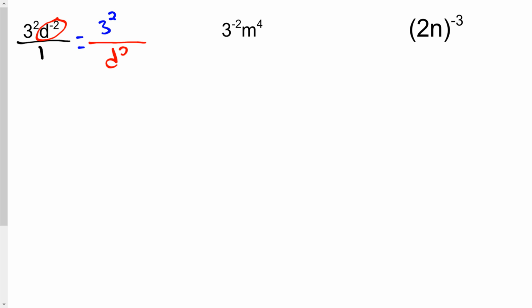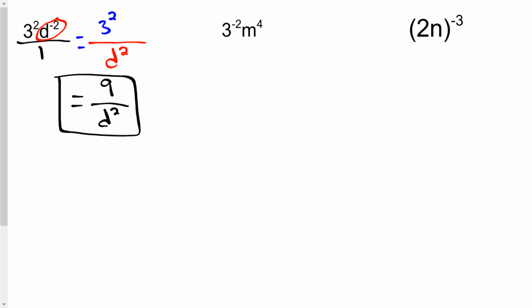But I can give it a positive exponent so it's simplified. Simplify this one more step. 3 squared is 9. I don't know what d squared is, so I'm going to leave it like that. Next problem. Why don't you go ahead and give this one a shot right now? Pause the video and give it a try.